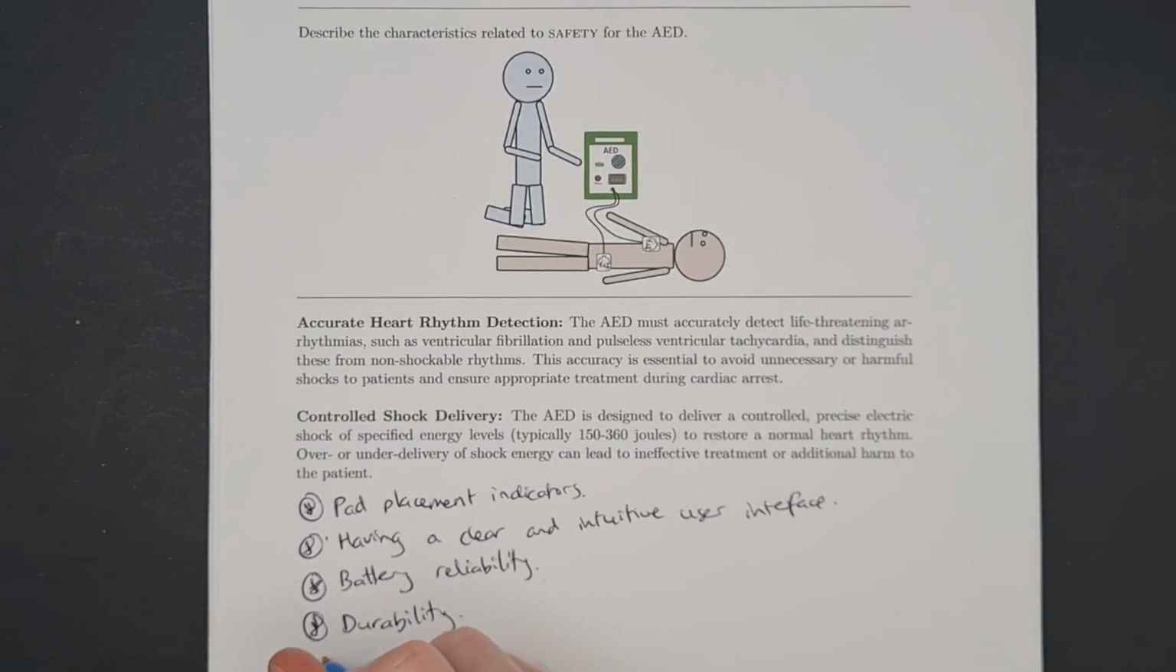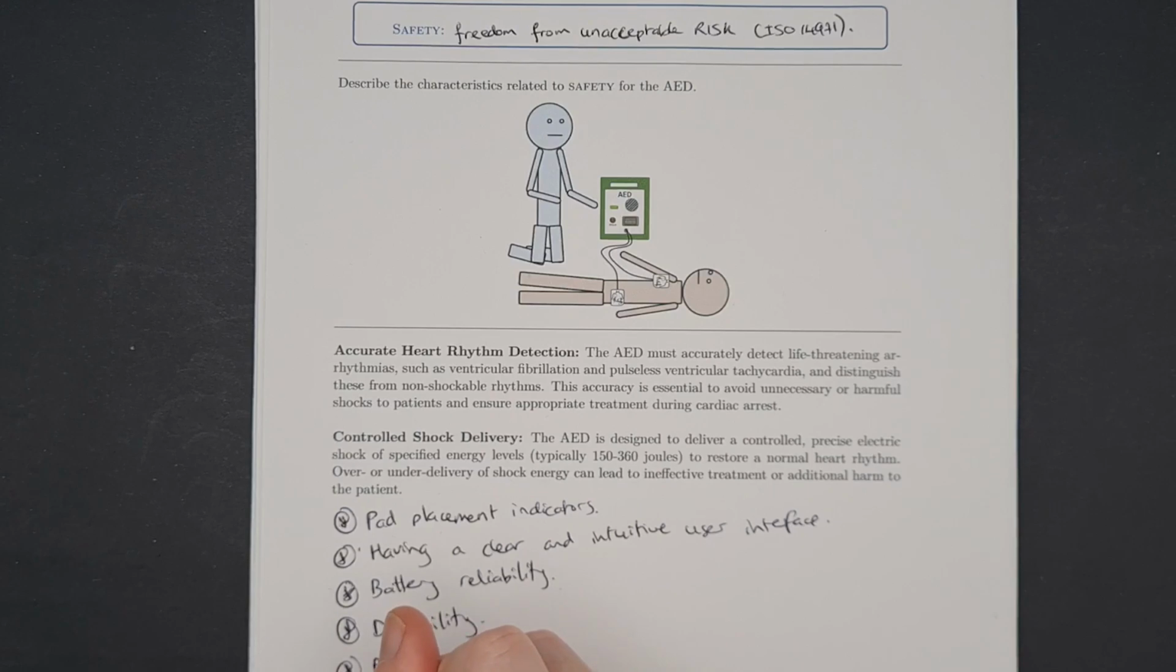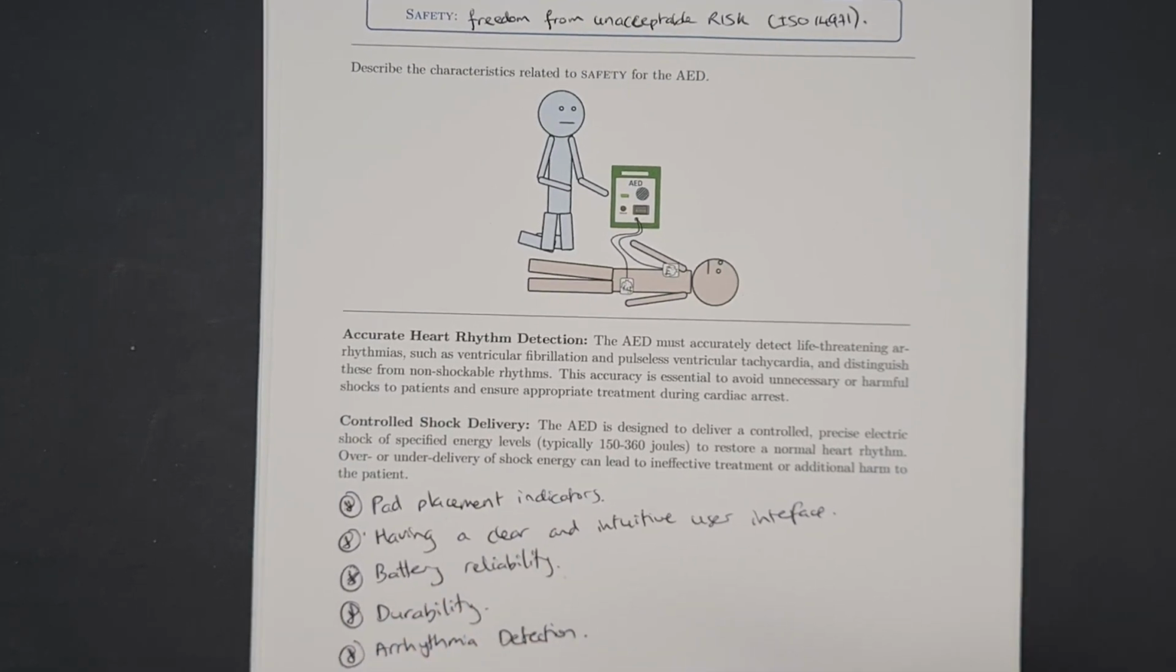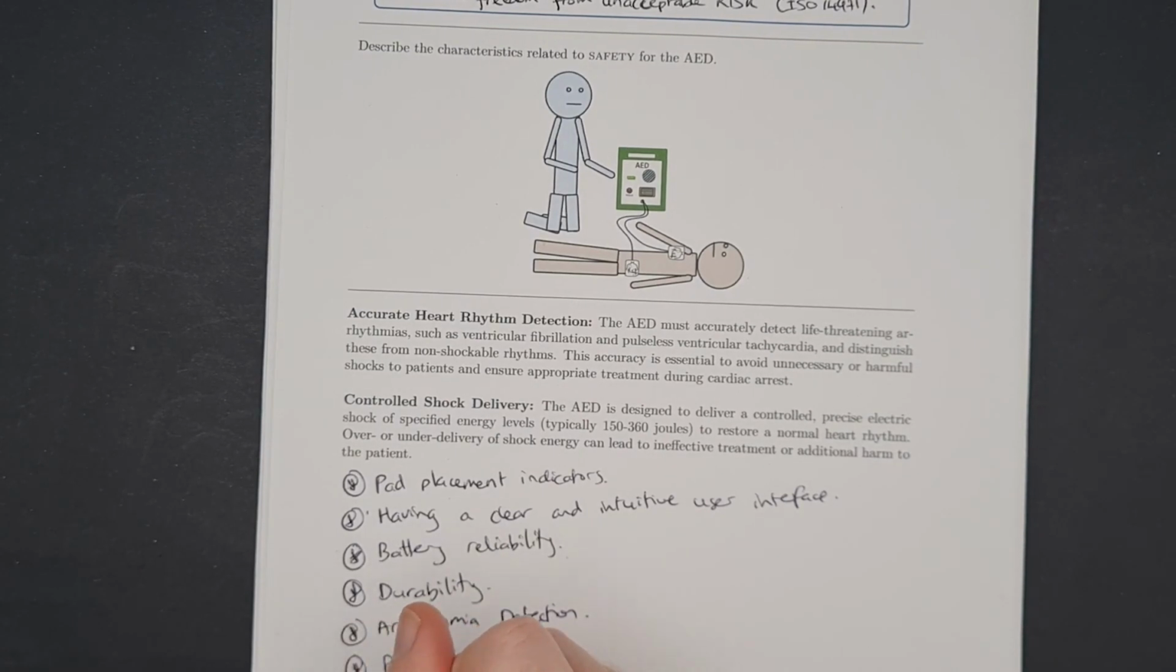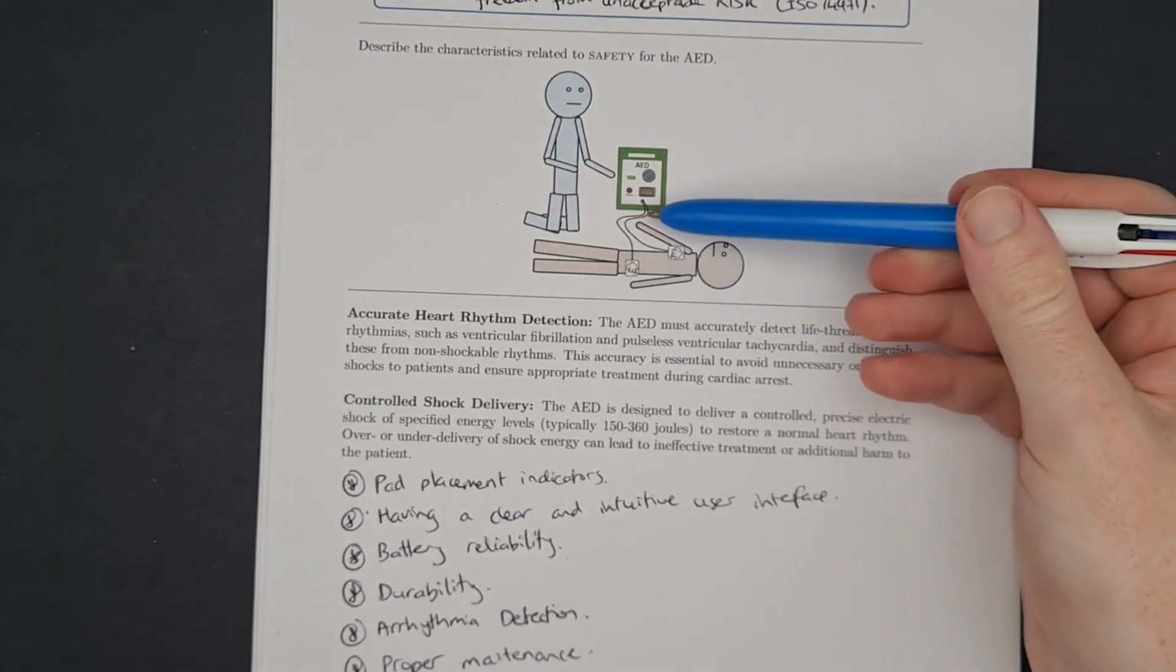Another one we can think of is arrhythmia detection. And then as well, proper maintenance is probably going to be another one. We're going to need clear instructions for how people are meant to maintain this device.